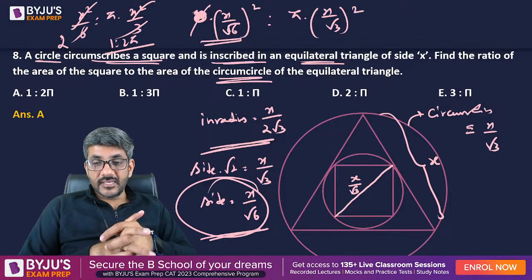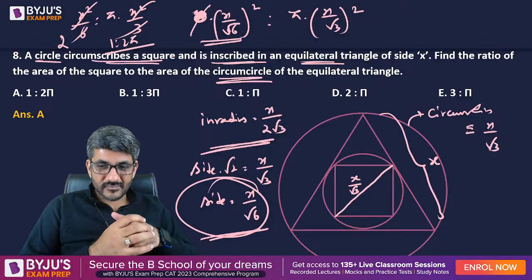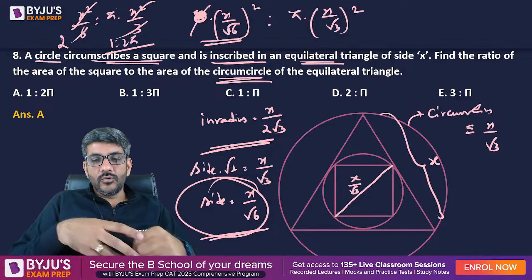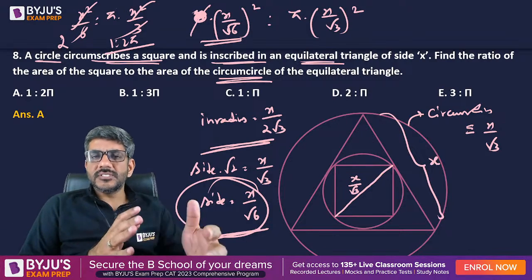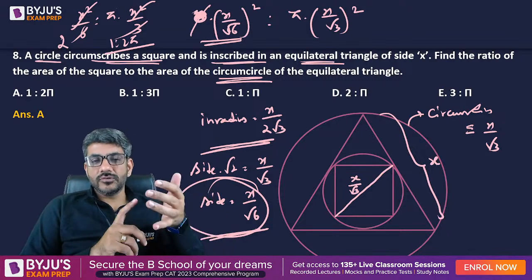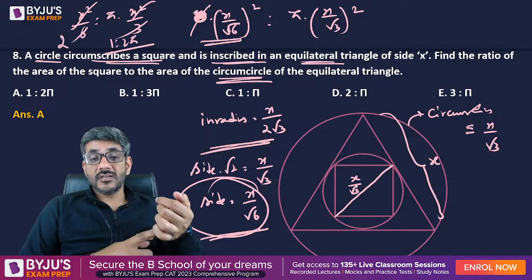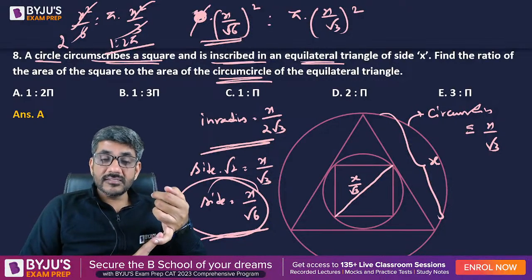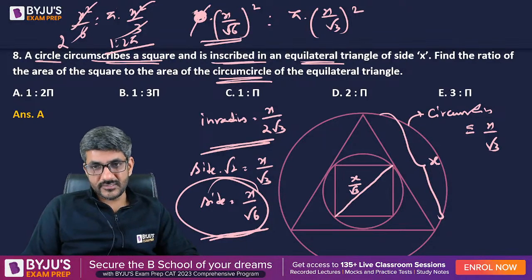1:2 pi is the right answer for question number 8 here. Is there anyone who is having a doubt in this question? I hope it is understood. A lot of things are based upon formulas, like you should know the circumradius formula and the inradius formula, and in a square the diagonal is side √2. These are being used a lot many times in these questions.